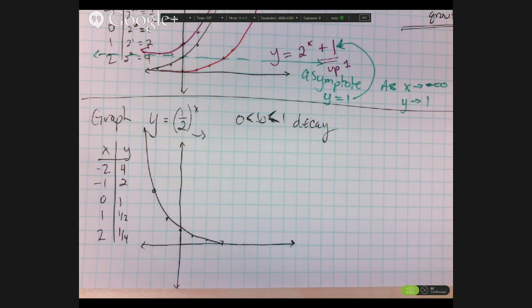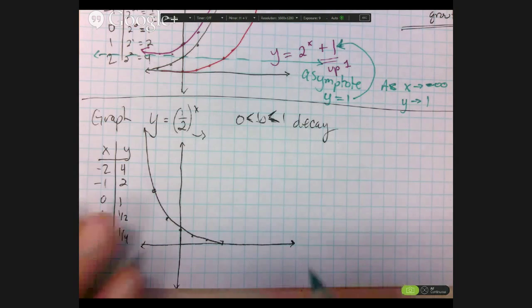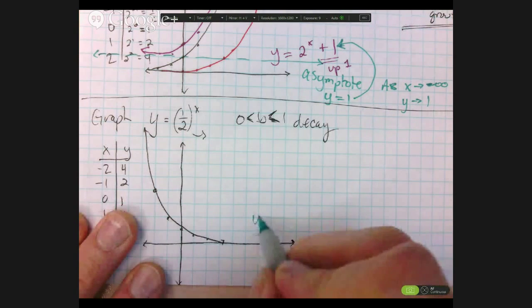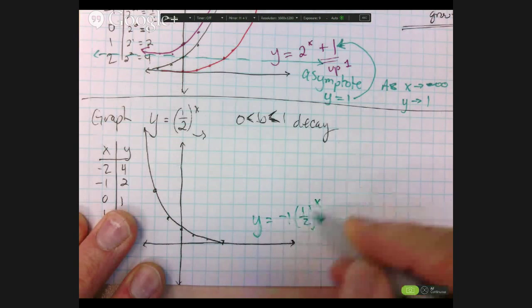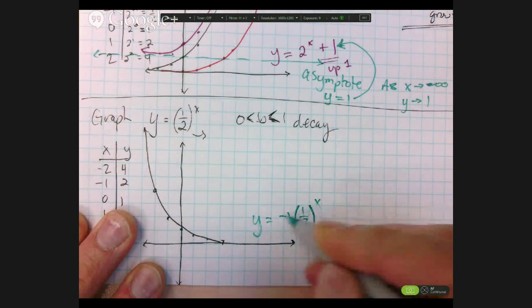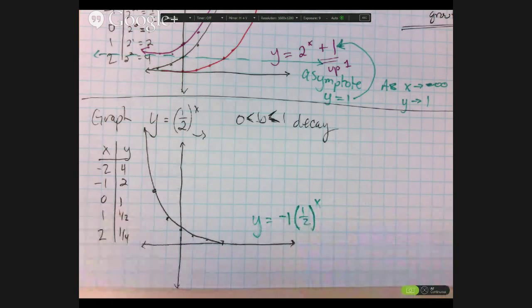Here's another question. What if we do this? How would you say that mathematically? Inverse. We reflect it over.